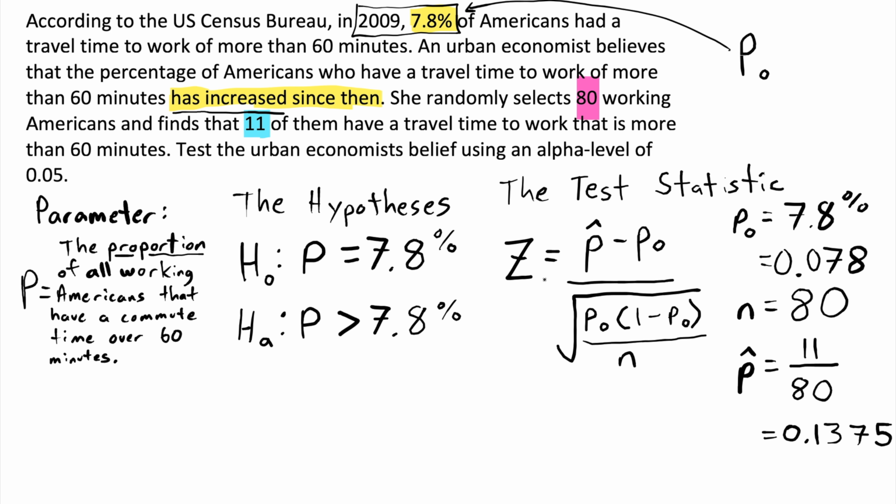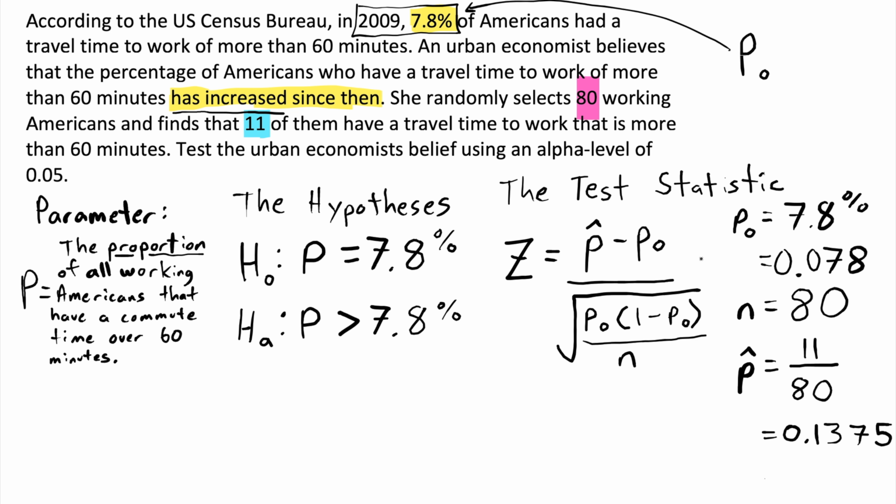So the whole idea of this hypothesis test is to see if we can make an inference about the entire population. We were wondering if the proportion of American workers with a commute time over 60 minutes is more than 7.8%. And we have a sample proportion that is more than 7.8%. It's 13.75%. What we want to know is, is this big enough? Is it large enough to conclude that I think it gives me evidence that the population proportion is over 7.8%?